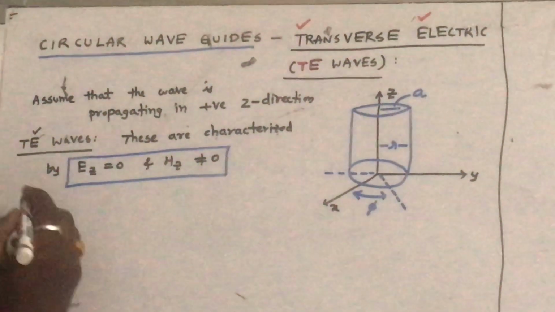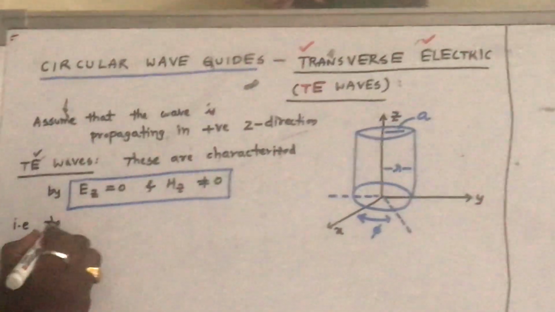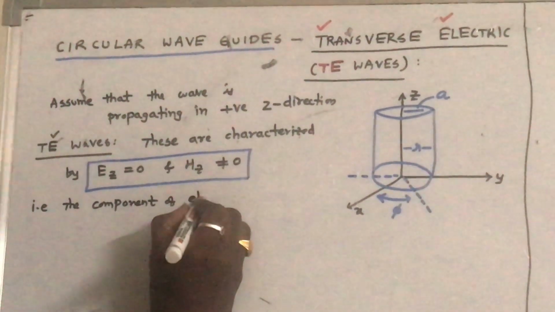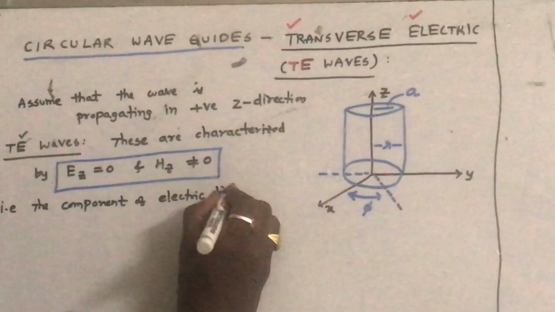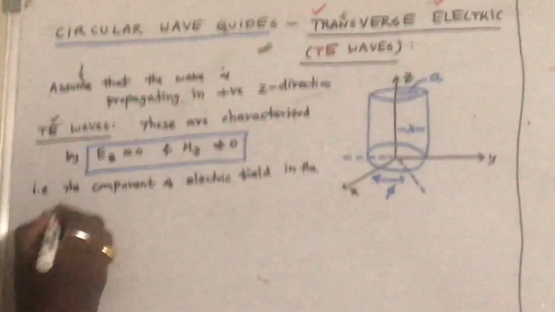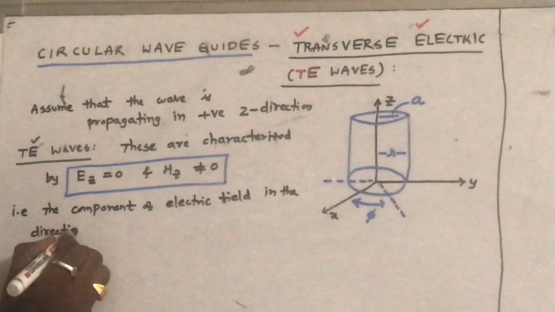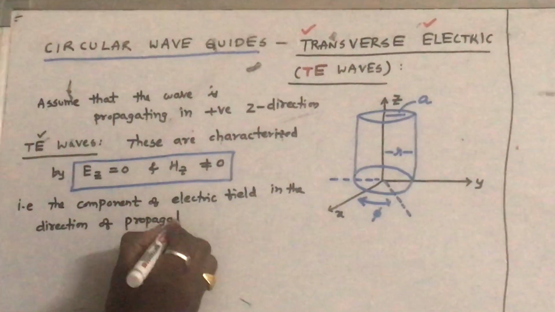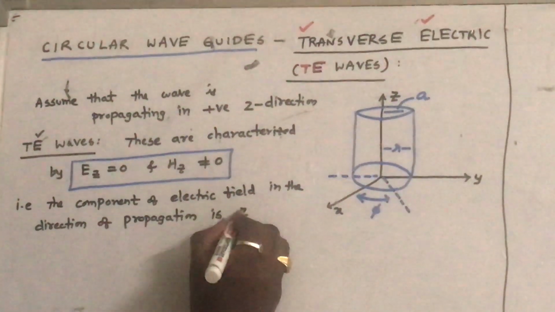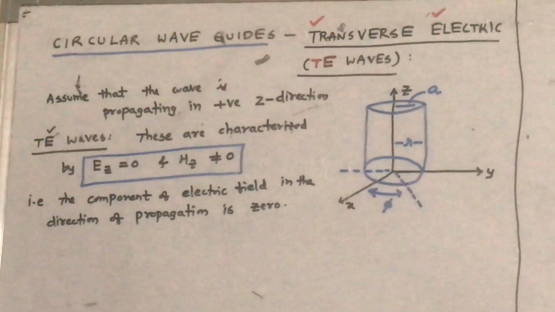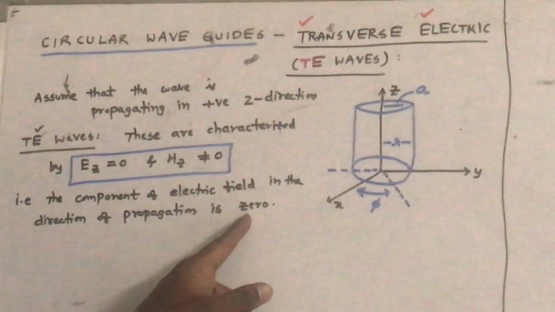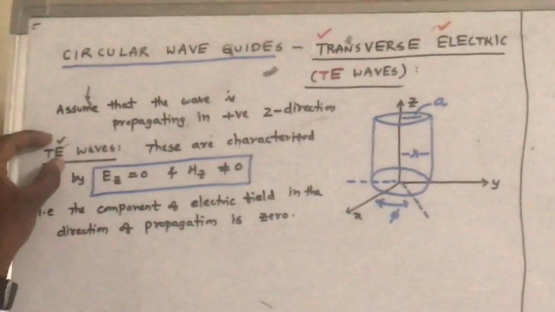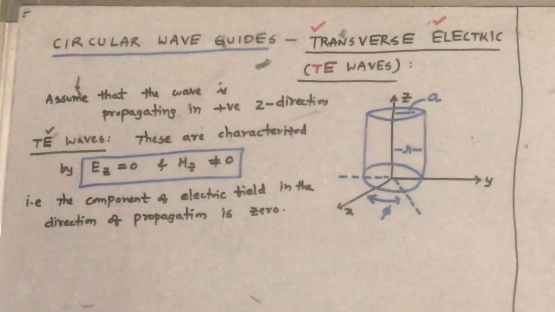That is, Ez is equal to 0 means the component of electric field in the direction of propagation is 0. So this is another definition. The component of electric field in the direction of propagation is 0, which means that Ez is equal to 0 and Hz is not equal to 0. TE wave simple definition is Ez is equal to 0 and Hz is not equal to 0.